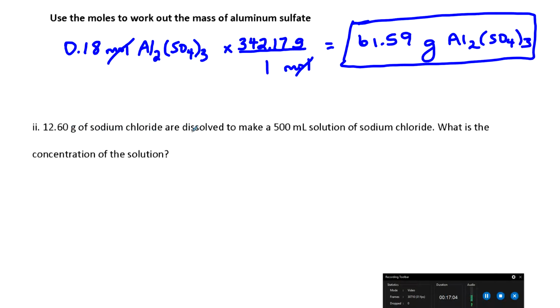12.60 grams of sodium chloride are dissolved to make a 500 milliliter solution of sodium chloride. What is the concentration of the solution? So this time we're given a mass and we're asked to find the concentration. We know that before we can calculate the concentration, we need to know this amount in moles because our formula is C equals N over V. Concentration is measured in moles per liter, not grams per liter in this particular case. So let's take our 12.60 grams of sodium chloride and convert that into moles.